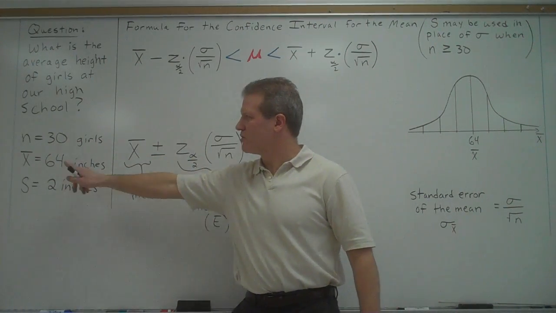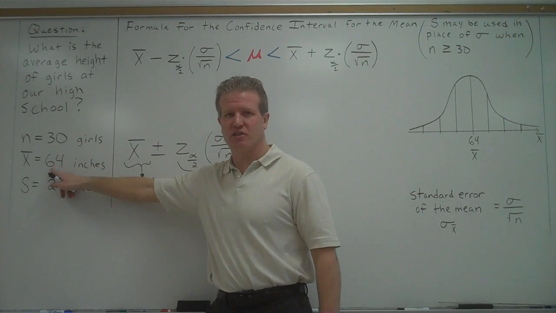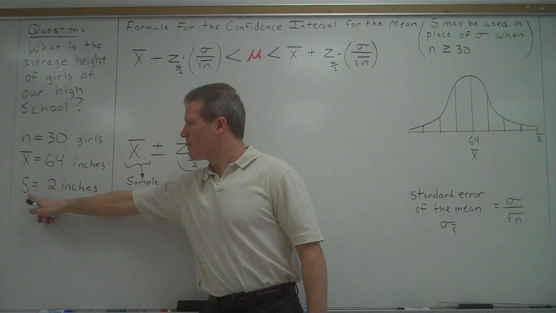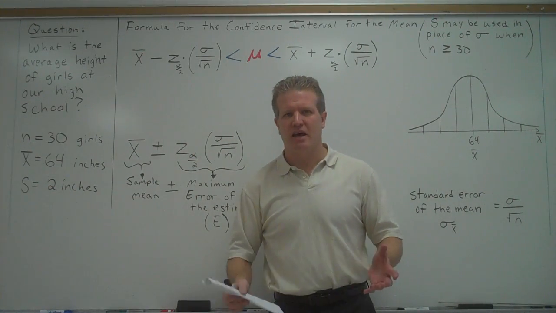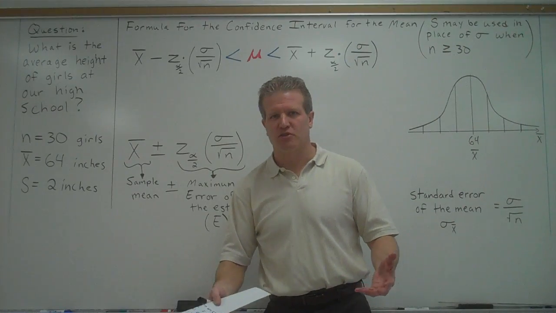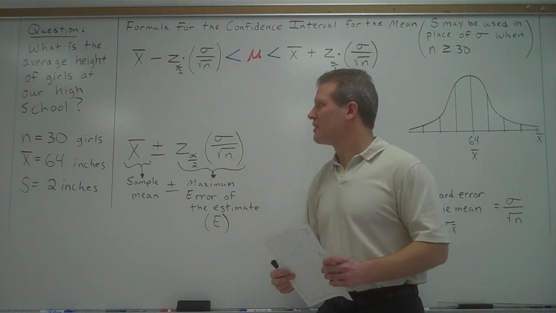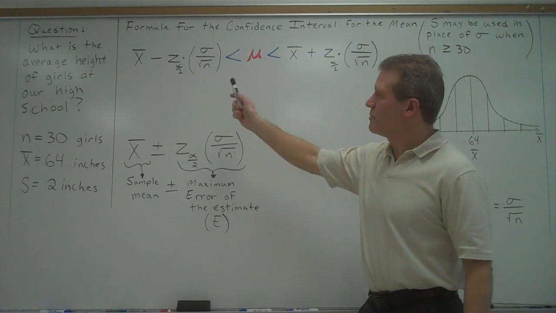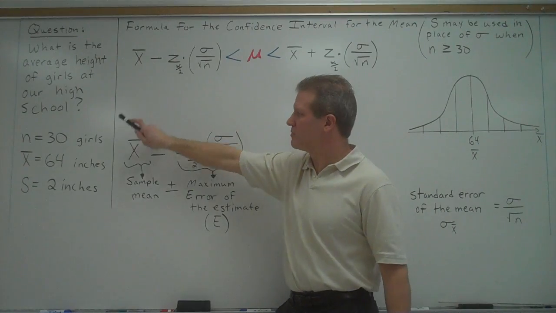Let's go ahead and assume that our x bar, our sample average, the average height of those 30 girls is 64 inches, and our standard deviation of our sample would be 2 inches. So, I just made that data up. I didn't actually go out and measure those people, but for the purposes of understanding the formula, this is going to work well. The formula is up here. You can see that x bar is your sample mean, so it's going to be 64.